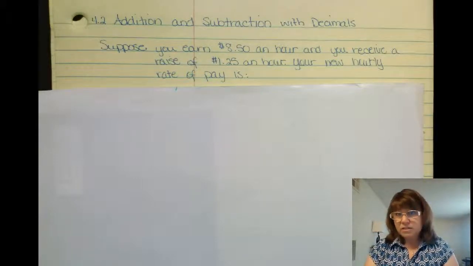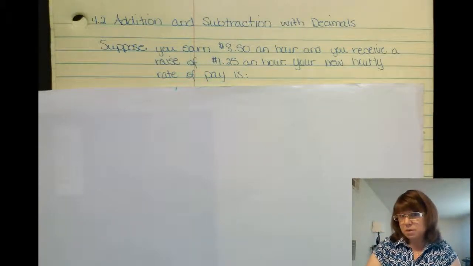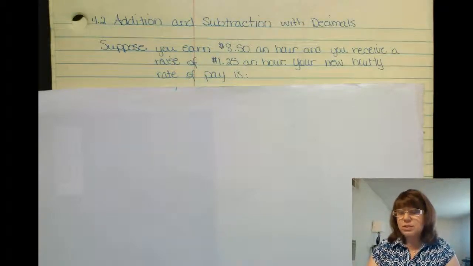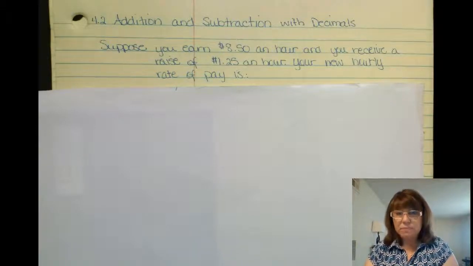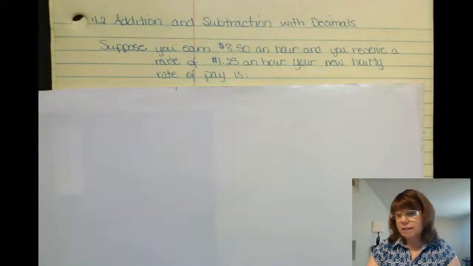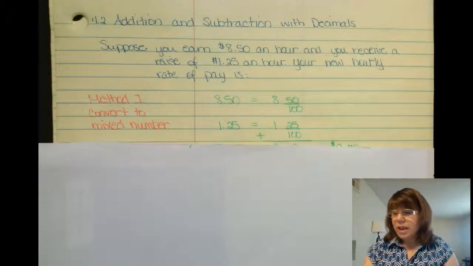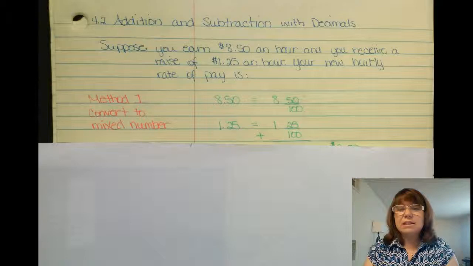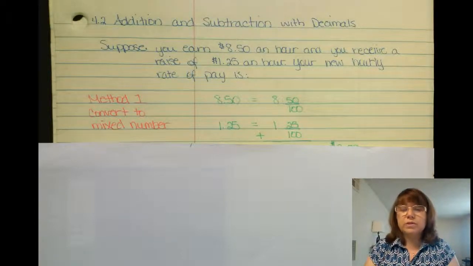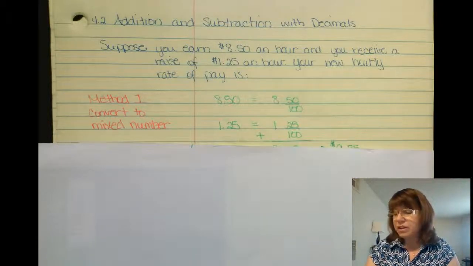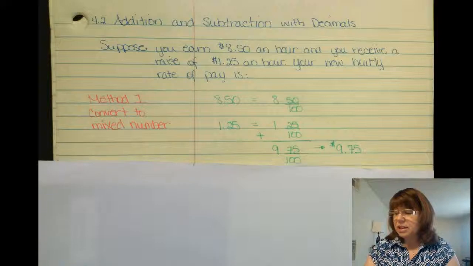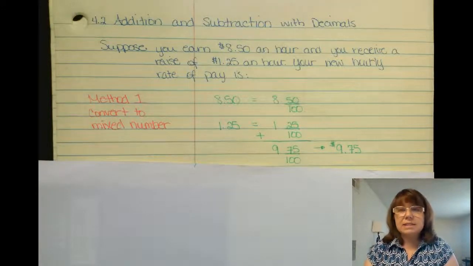The first method is to convert our decimal to a mixed number, and then maybe even we have to convert it to a fraction. But I think in this situation, once we get it into mixed number notation, we'll be able to add since we already know how to do that. So we have 8.50 is 8 and 50 over 100, and 1.25 is 1 and 25 over 100. 50 over 100 plus 25 over 100 is 75 over 100. 8 plus 1 is 9. So our new rate of pay is $9.75.